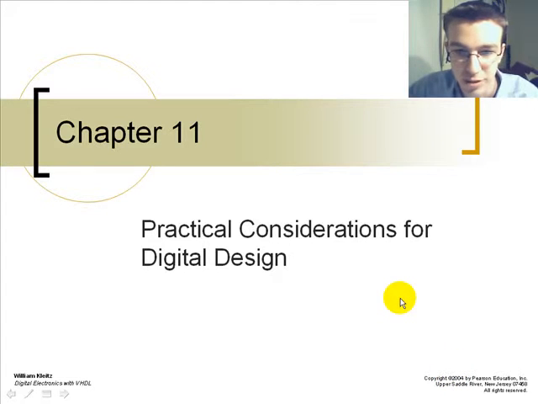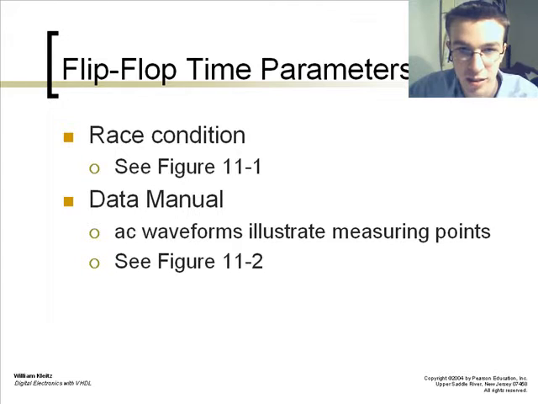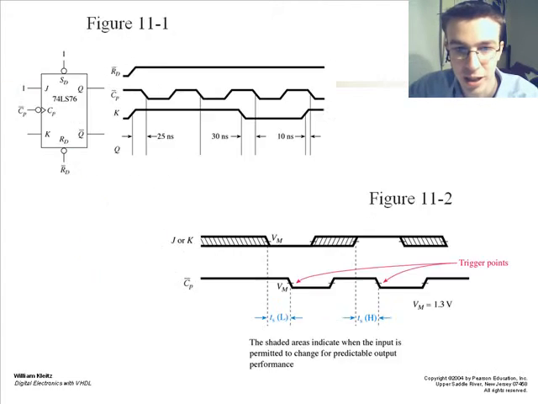Chapter 11, Practical Considerations for Digital Design. Flip-flop time parameters. We have the race condition and data manual. AC waveforms are illustrated measuring points. This is the race condition, figure 11-1.